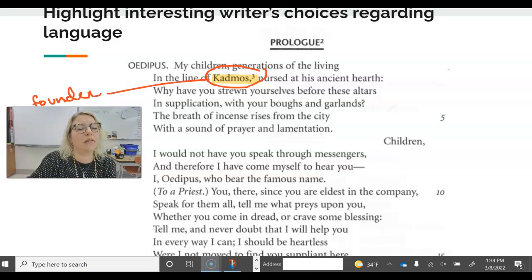Just jotting that down will help demystify that name. Of course, it's also listed in the footnote, so maybe you're like, why should I write that down? It's already in the footnote.